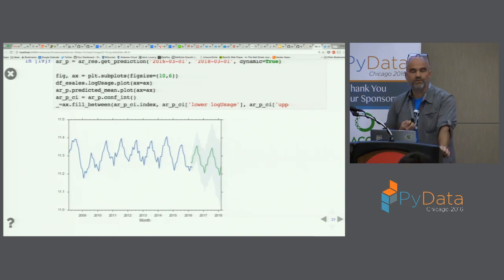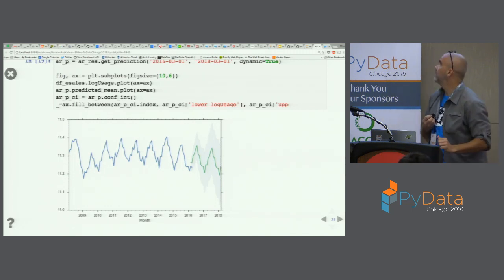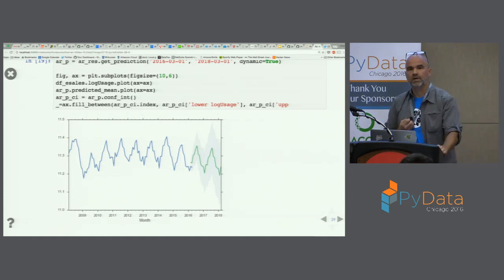So this is what a forecast looks like of this time series using the state space model and the Kalman filter. You can see that it does pick up the seasonal part and the autoregressive part in the time series, and the gray part is the confidence interval of that forecast.